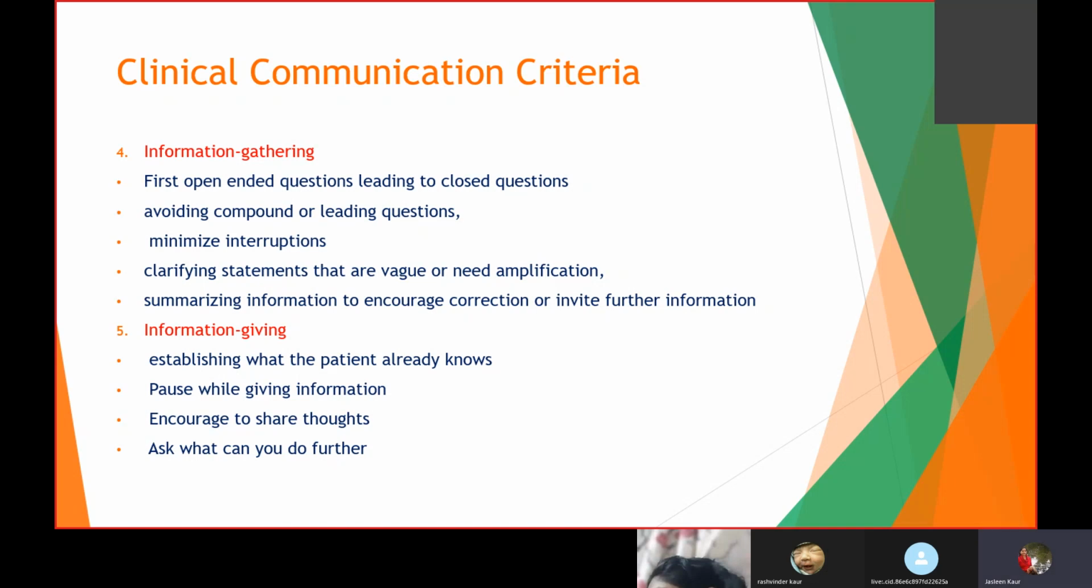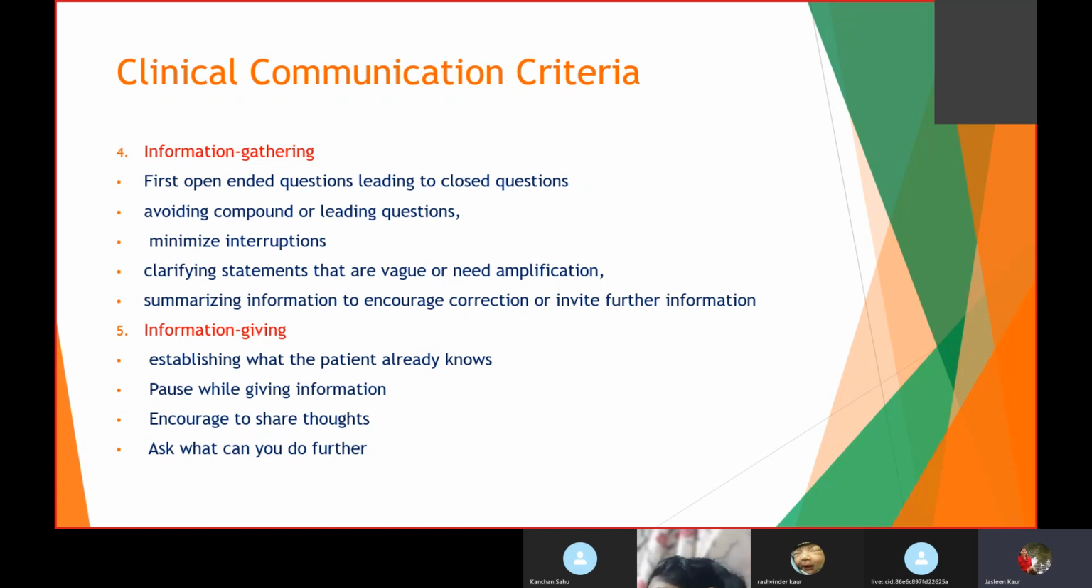And then clarify. If the patient has any doubt or anything which is not clear to him, you must clarify. And at the end, you need to summarize all the information you have collected. Let's say you asked a lot of questions like past medical history, allergic history, regular medications. Then at the end, you need to repeat all this. Okay, so what I understood from you is that you're a smoker for 25 years, you take 8 to 10 cigarettes a day, you don't drink, you don't get time for exercise, and you always eat outside. Is that right?